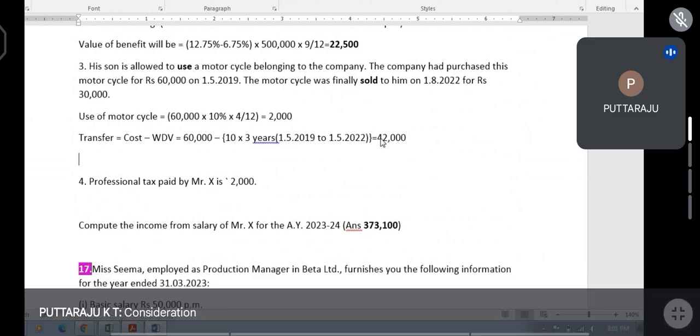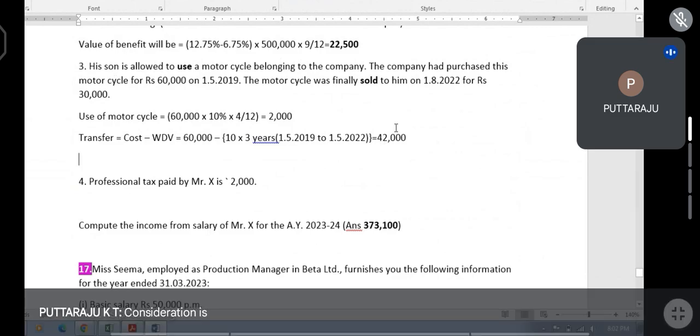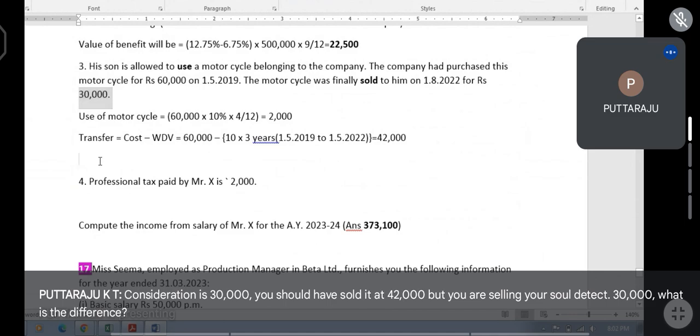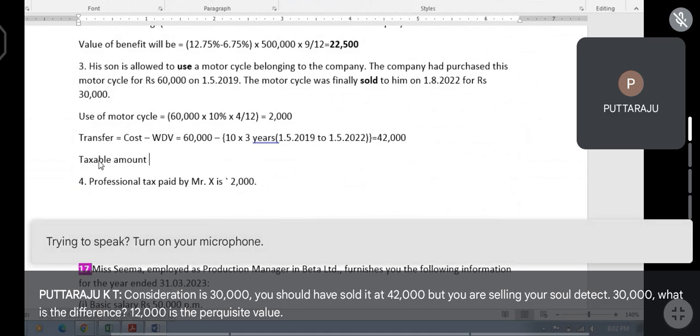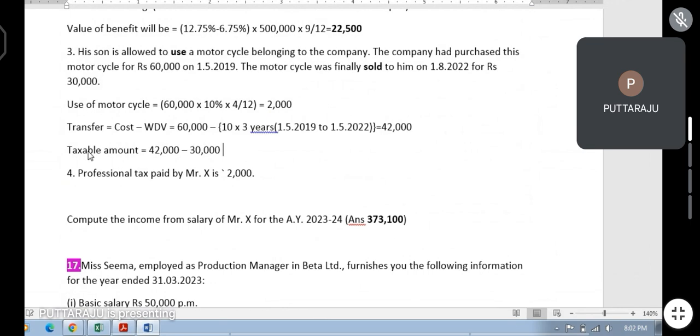Consideration is how much? Consideration is 30,000. You should have sold it at 42,000, but you sold it at 30,000. What is the difference? 12,000 is the perquisite value. Are you understanding?